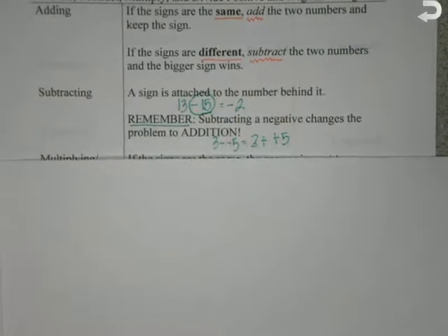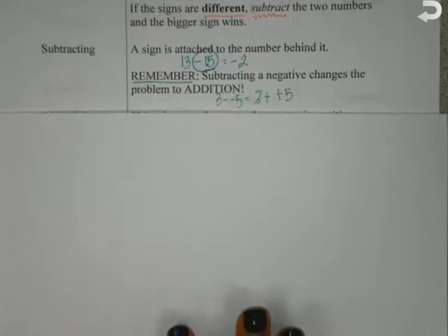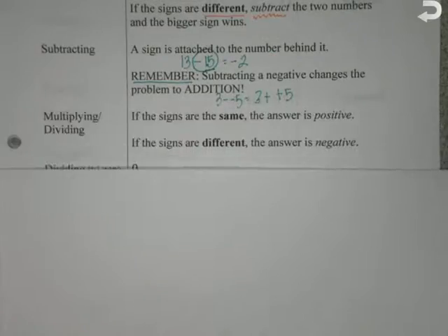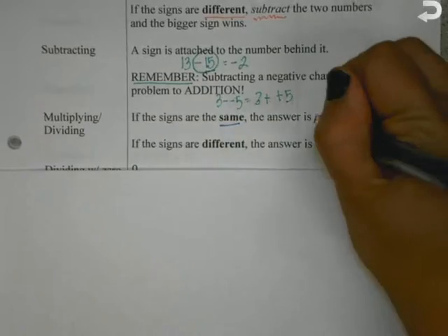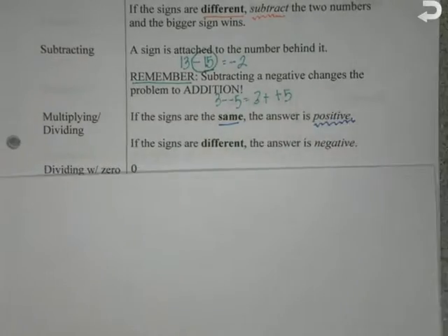Okay, multiplying and dividing. The awesome thing about multiplication and division is they have the same rules. So if you are multiplying or dividing and the signs are the same, your answer is always positive. So a positive times a positive is a positive. A negative times a negative is a positive.